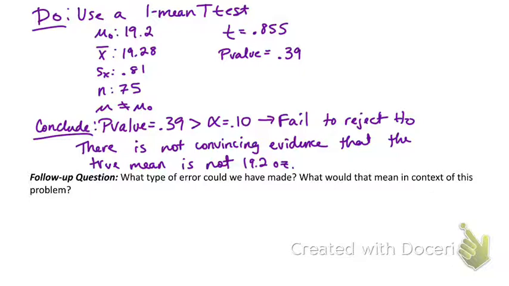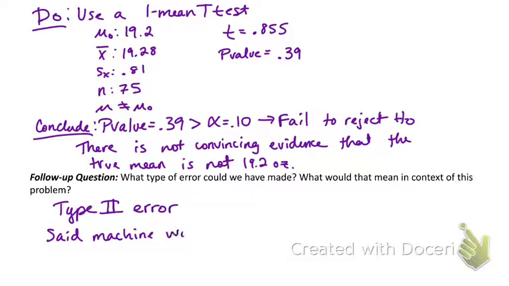Okay, what type of error could we have made? Why is it a type 2 error, folks? Because we failed to reject the null hypothesis, we could have made a type 2 error. What does that mean in context of this problem? The machine could be not working properly. Good. So we said the machine works properly, but it does not.